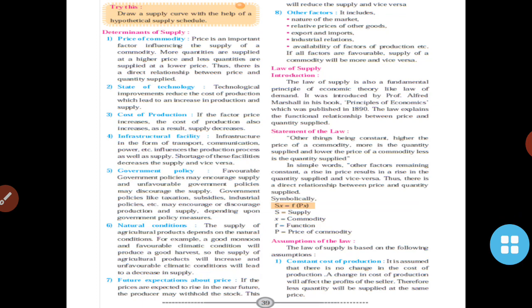Favorable government policies may encourage supply, or may discourage the supply. Government policies like taxation, subsidies, industrial policies, etc., may encourage or discourage production and supplies, depending upon government policy measures. Now, here we have seen that there are a few kinds of tax on each and every production. We have to pay a few kinds of tax to the government also.